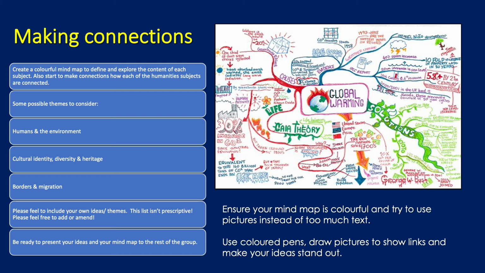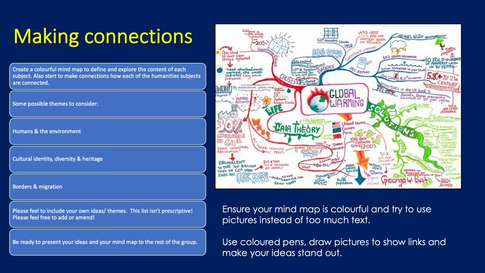Okay, now I've come to the task that we're looking at today. I've listed the instructions here on the left-hand side. What I'd love to see you do is to create a colourful mind map which defines and explores the content of each of our subjects within the humanities. So we're looking at all of them, please. So we're looking at geography, history, RVE, business studies and the social studies.